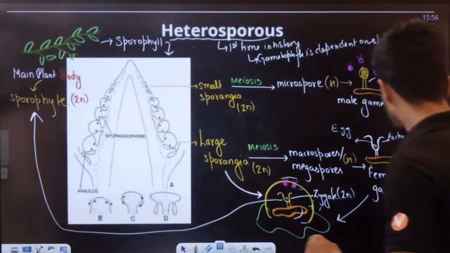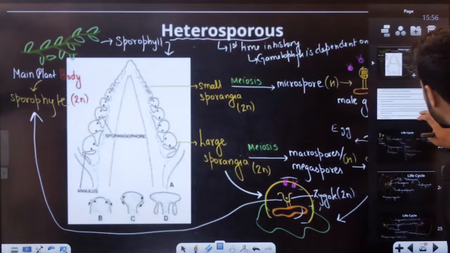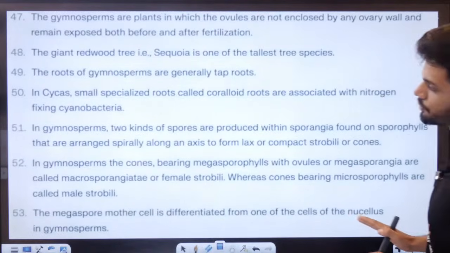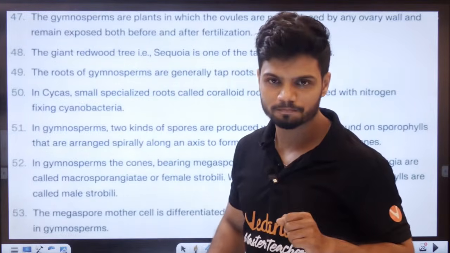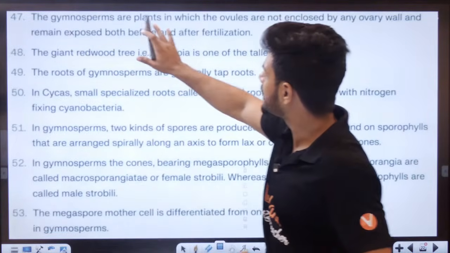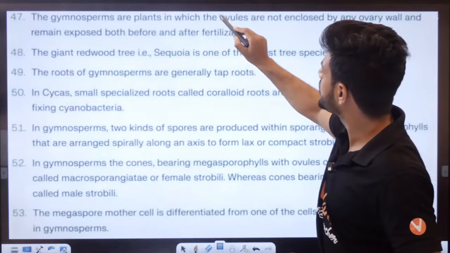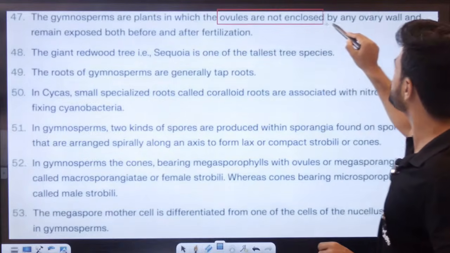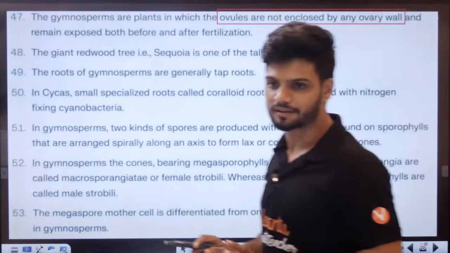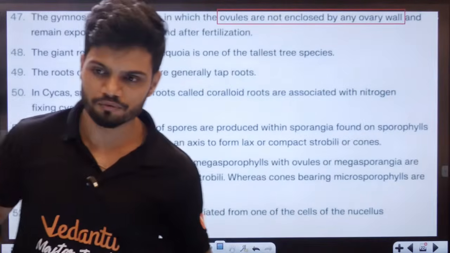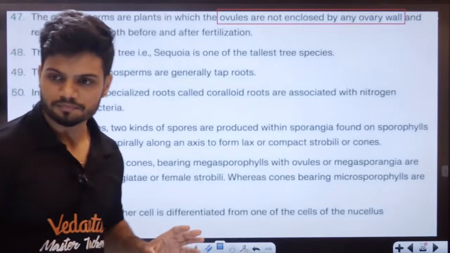ठीक है? Now students. Now last topic for today is called as gymnosperm student. Gymnosperm. इस gymnosperm के अंदर क्या याद रखना है आपको? ठीक है? The gymnosperms are plants in which ovules are not enclosed by ovary wall. So इसके अंदर ovary wall नहीं रहता है इसके अंदर. Okay?